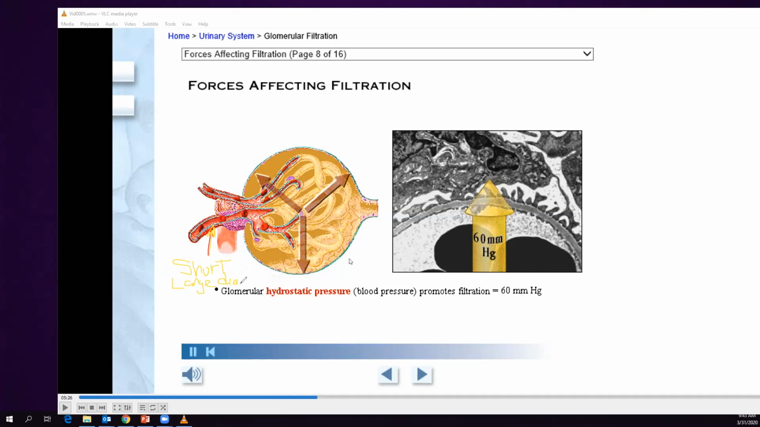And so if I have a lot of blood flowing into the capillary, or from the arteriole into the capillary, it's going to push out with a lot of force. Okay, so we're going to be pushing out with a whole lot of force. All right, so lots of blood flow within the capillary because of the short, large diameter afferent arteriole creates this large hydrostatic pressure right here. Okay. All right.